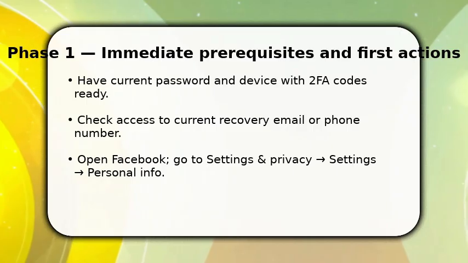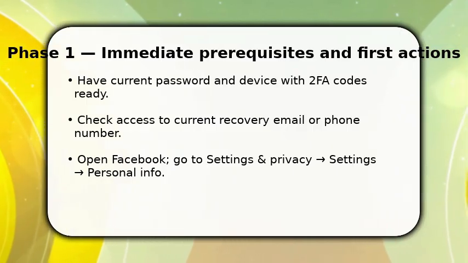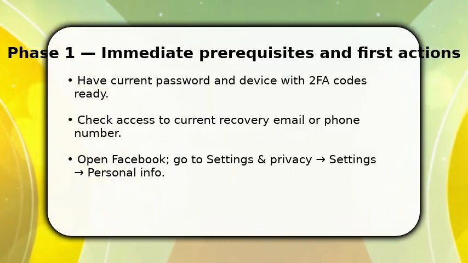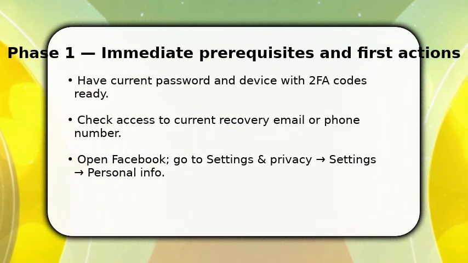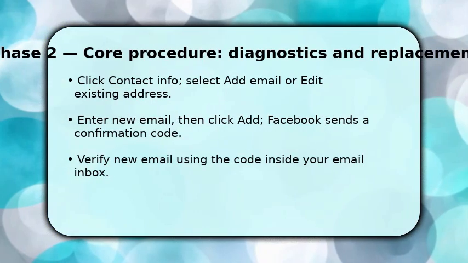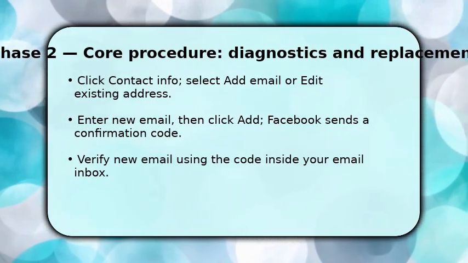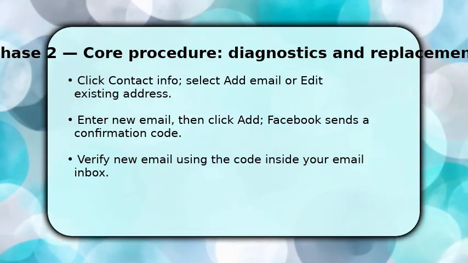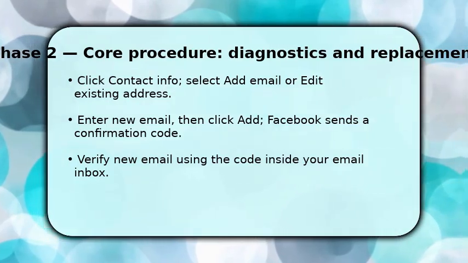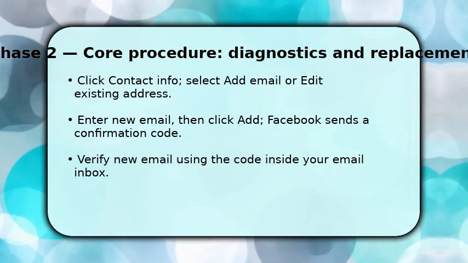Do this immediately so you can add or replace an email without interruptions. Keeping both old and new contact methods handy speeds verification. You'll now add or replace the recovery email. Click Contact Info, choose Add Email or Edit beside the listed address, and type the new address exactly.